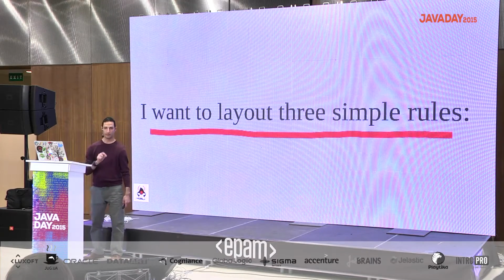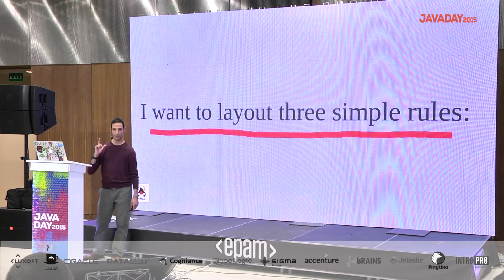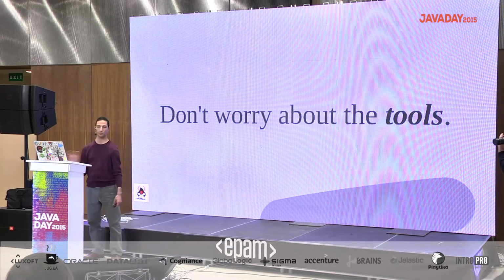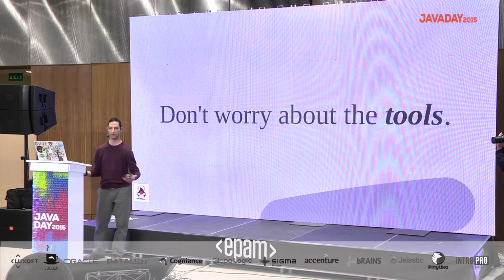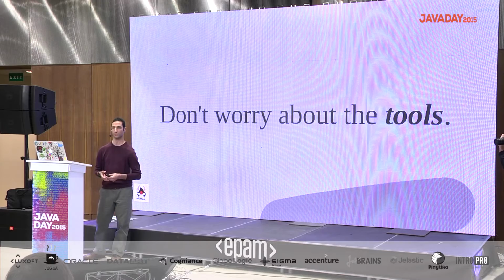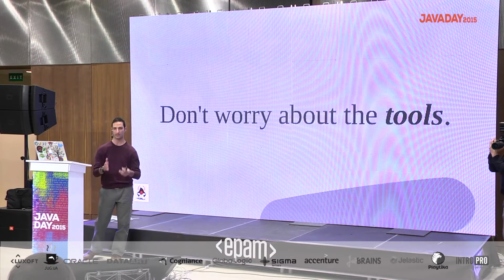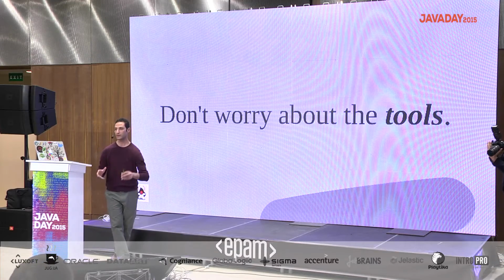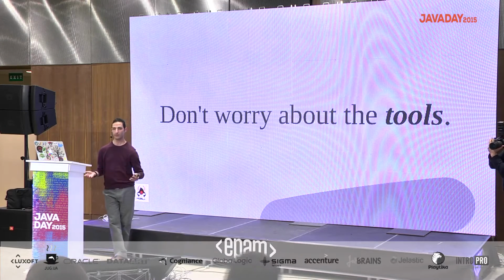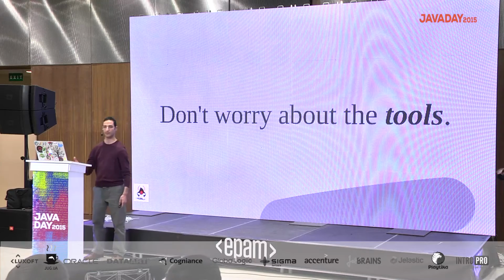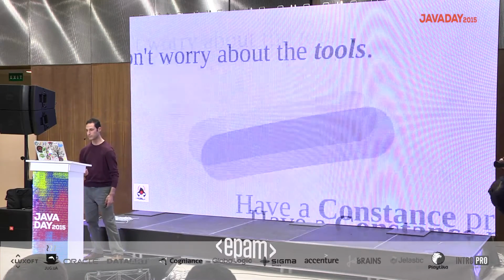I want to lay out three simple rules you have to bear in mind. First thing, don't worry about the tools. Any tool that works for you, use it to design. You don't have to use a specific tool to design your API. Whatever, be it a piece of paper, an IDE, whatever you want. Just design and start modeling.